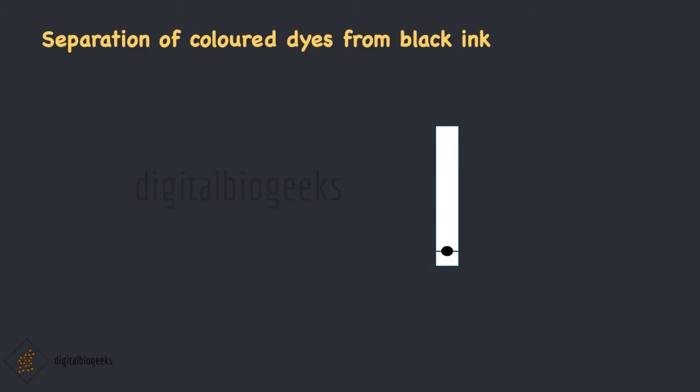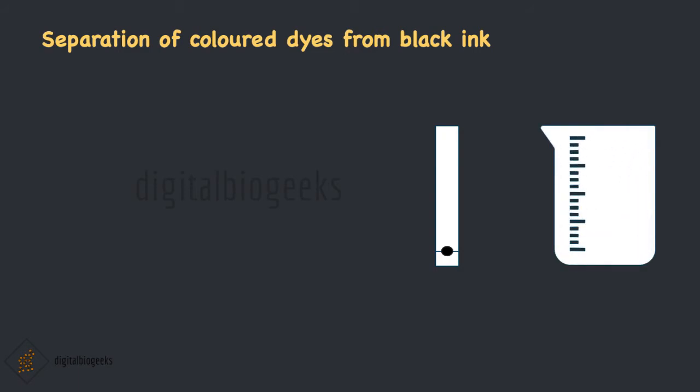Let it dry. Lower the filter paper into a glass or jar containing water so that the drop of ink on the paper is just above the water level, and leave it undisturbed for some time. After some time, we can see different colors on it. Like this, we can see different colors.